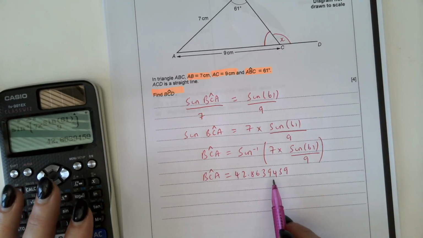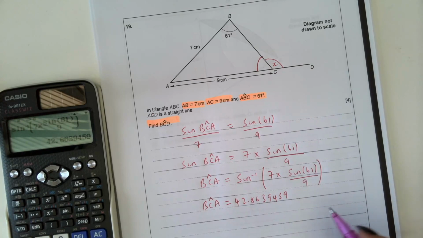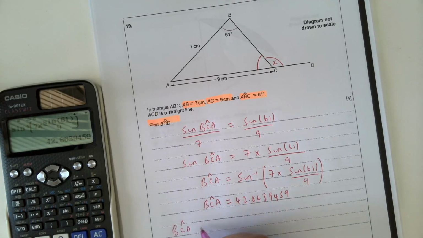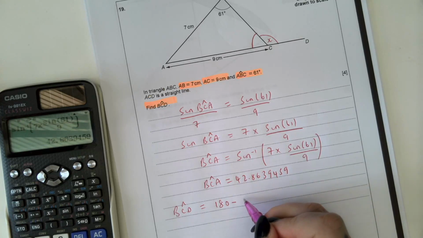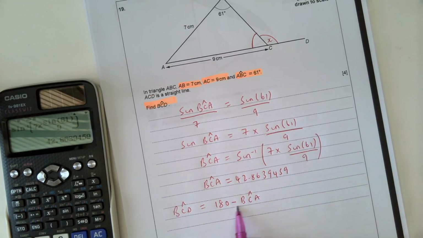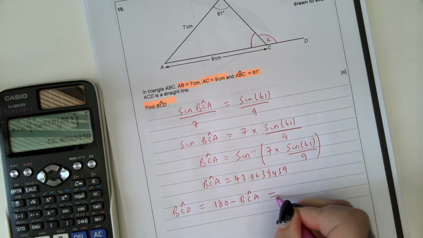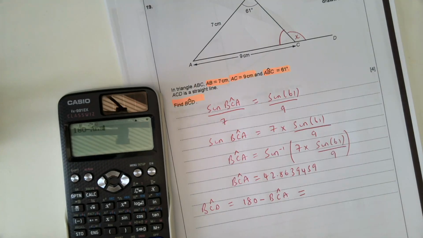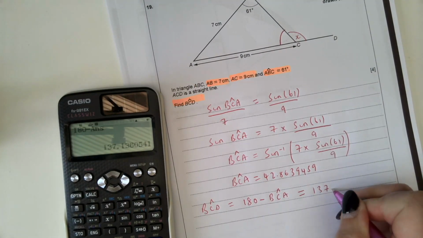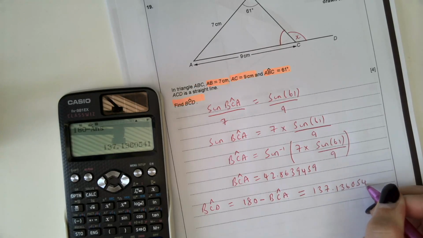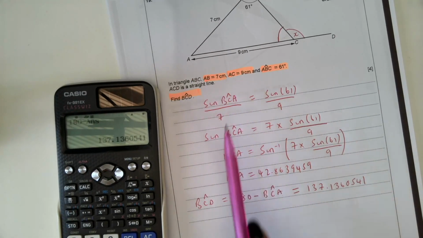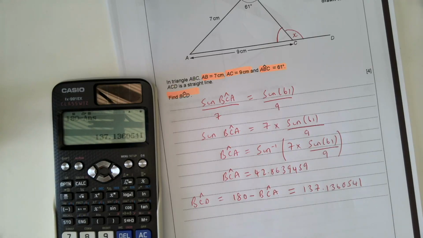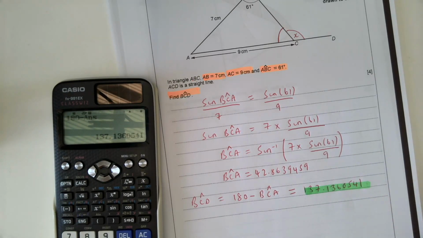So we're going to subtract that now from 180 to find the angle that we're missing. So angle BCD is 180, subtract angle BCA. I'm writing it like that so I don't have to write this out, but I've kept it on my calculator to make life easier. So 180, subtract that answer, is 137.1360541. They haven't asked me to round it in any way, so I'm just going to leave it like that. So the angle BCD is 137.1360541 degrees.